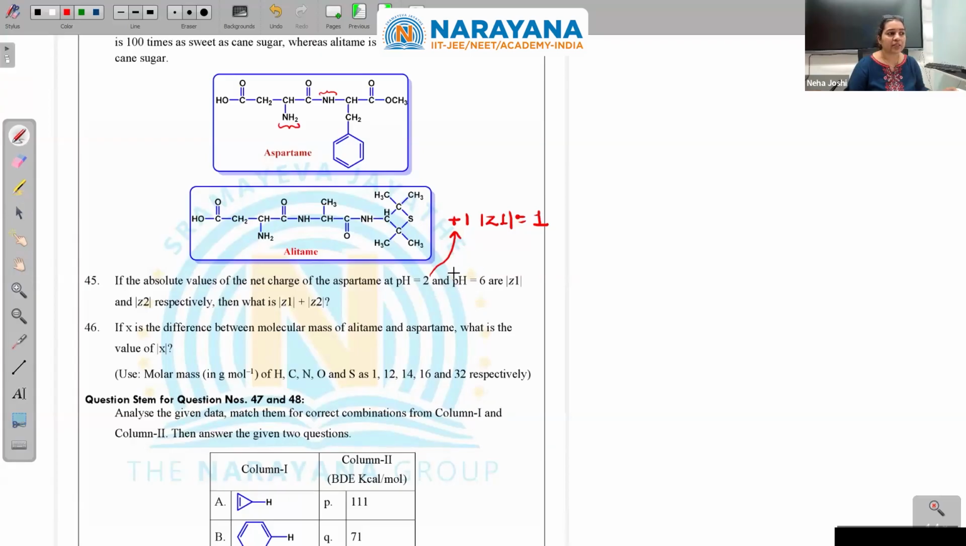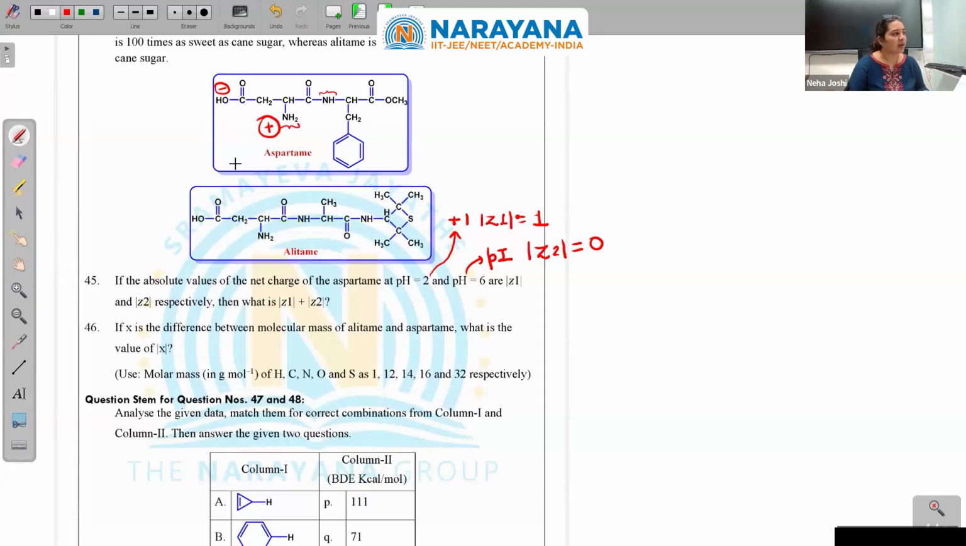Now we go to pH 6. pH 6 is, I would say, slightly acidic pH, which will rather function as the isoelectric pH of this part, which will be the isoelectric pH for this part. So this will become COO minus, this will become NH3 plus. So the absolute value is 0 because -1 and +1. Total charge for Z2 will be 0.